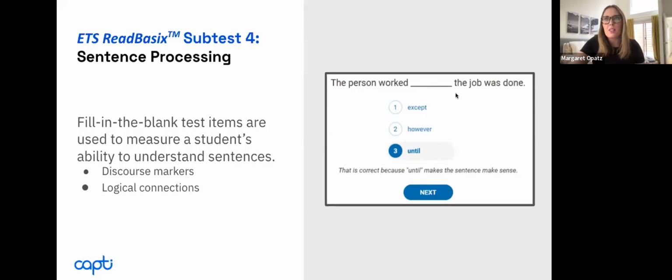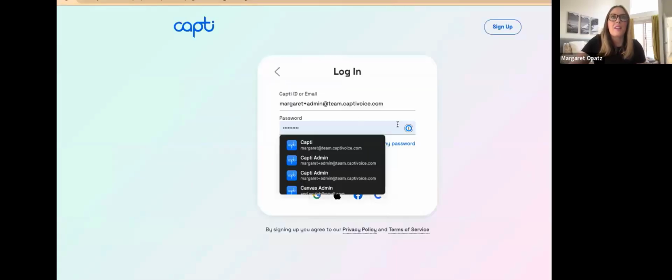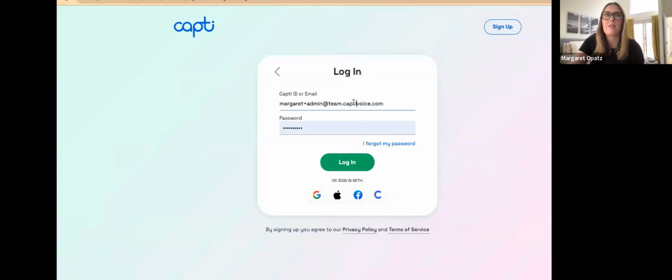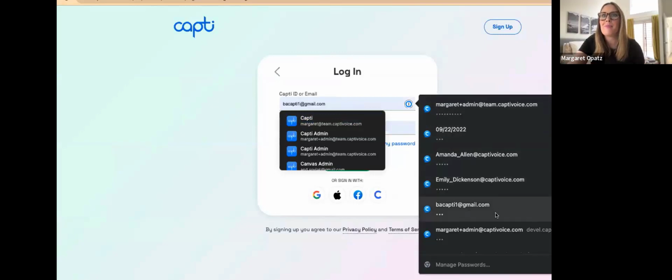So in the example here, this would be a logical connection. We have "until the job was done." And if they said except or however, that wouldn't make a semantically correct sentence. So it's really focusing on being able to complete that sentence and make it a complete thought. Okay, so I'm going to jump into CAPTI Assess with Read Basics and just show you what that looks like within the system.